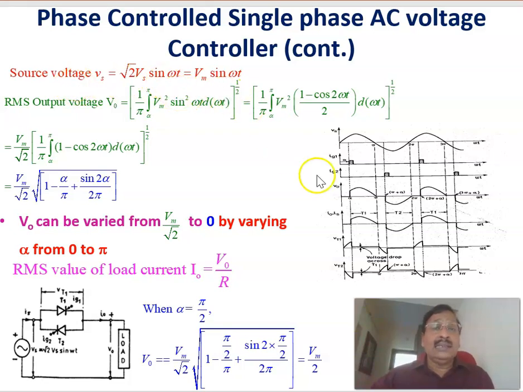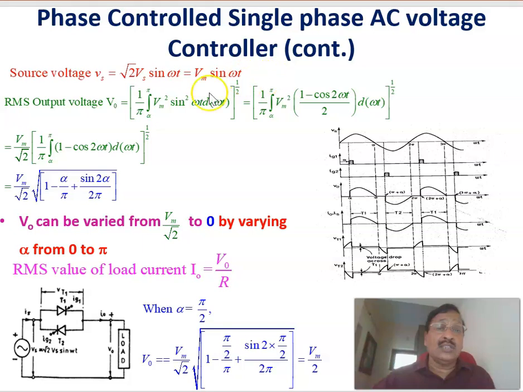Now let us derive the RMS value of the output voltage. We have to find out the RMS value of this voltage. The voltage equation for this waveform is given by root 2 Vs sin omega t, or Vm sin omega t. And the RMS value, root mean square value, is equal to 1 by pi integral alpha to pi of Vm square sin square omega t d omega t, divided over pi, all under square root to the half.